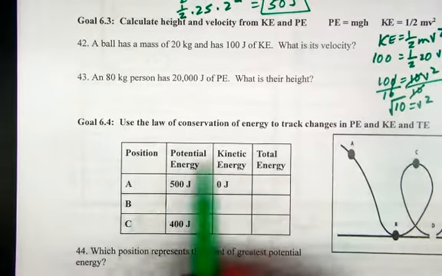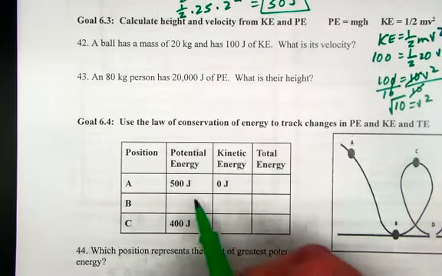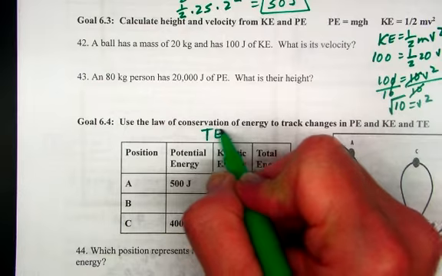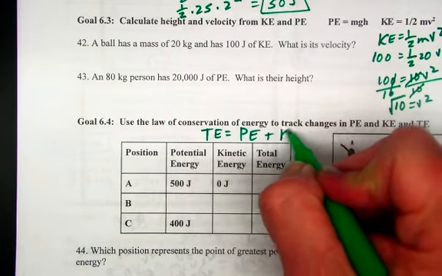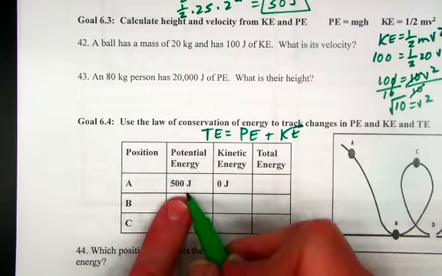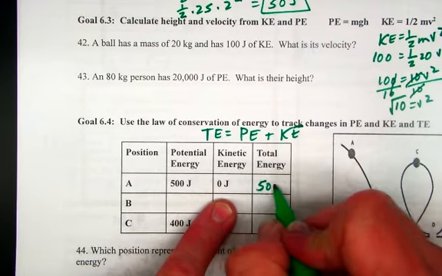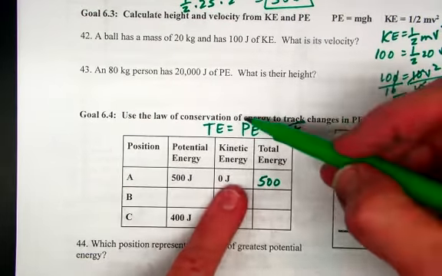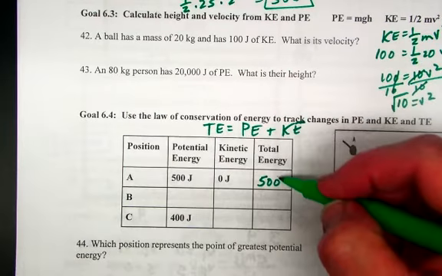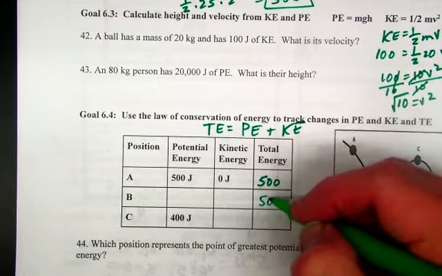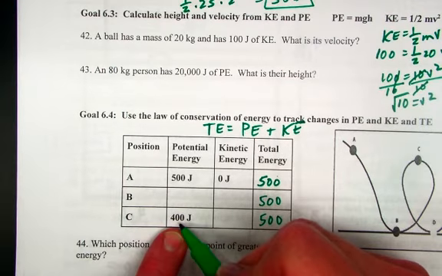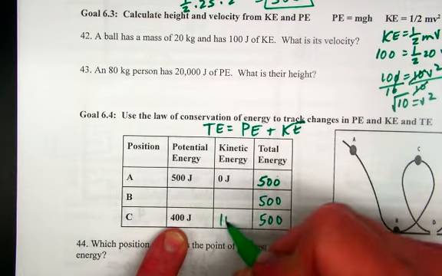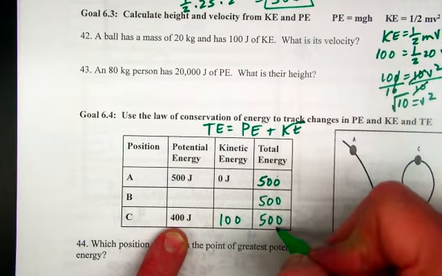Okay, move on. The next goal is using the law of conservation of energy. The big idea is that total energy is just the sum of the two kinds of energy, adding them together, PE plus KE. If you know potential and you know kinetic, you can add them up to get total. Conservation of energy states that if you know the total energy in one place, you know it everywhere because energy is conserved. Then you can work backwards and say, if I know the potential is 400, kinetic has to be 100, so it totals 500.